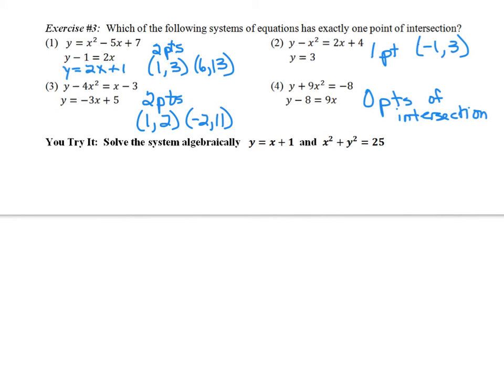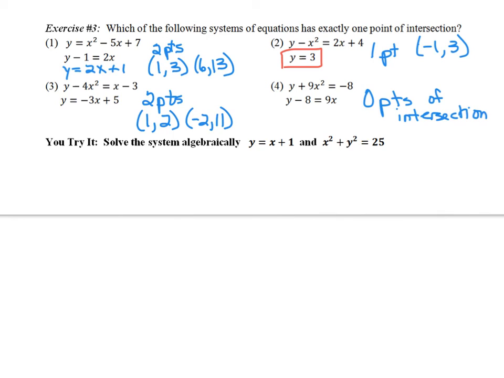So compare your points of intersection with the ones that I found for each of the selections. So in number 1, I found 2 points of intersection, one at 1,3 and one at 6,13. For number 2, I did find 1 point of intersection at negative 1,3. Hopefully you noticed that that line, being a horizontal line, turned out to be tangent to the parabola at the vertex. Number 3, I got 2 points of intersection, 1,2 and negative 2,11. And number 4, the parabola and the line did not intersect at all, so there were 0 points of intersection.